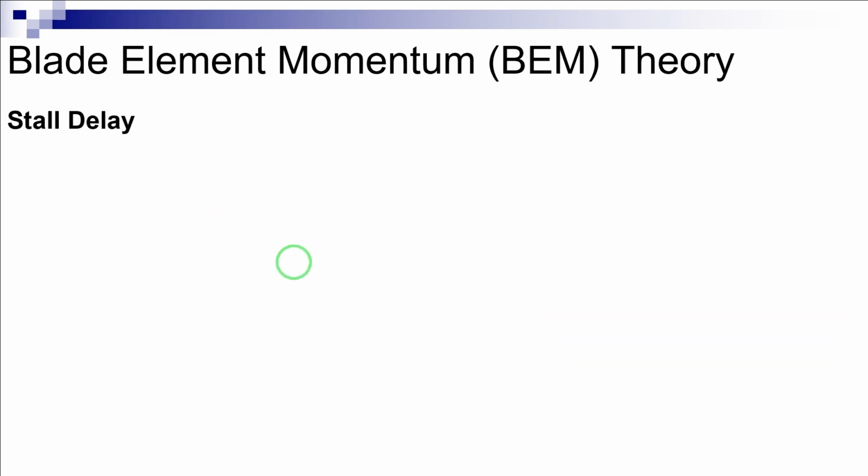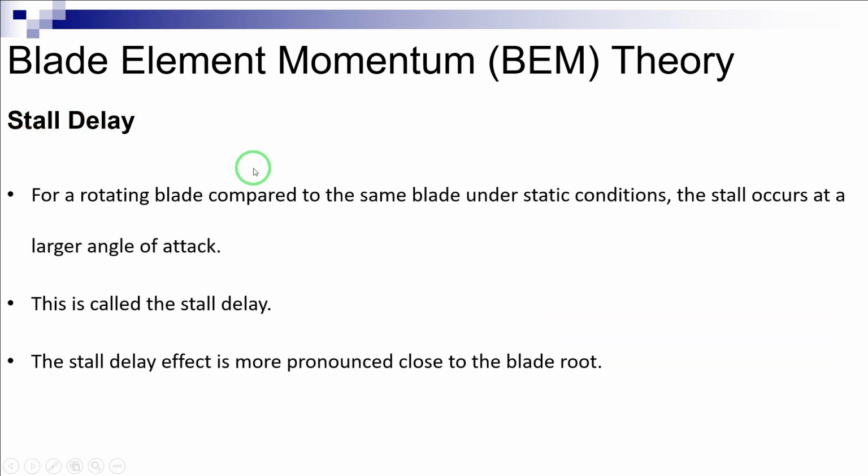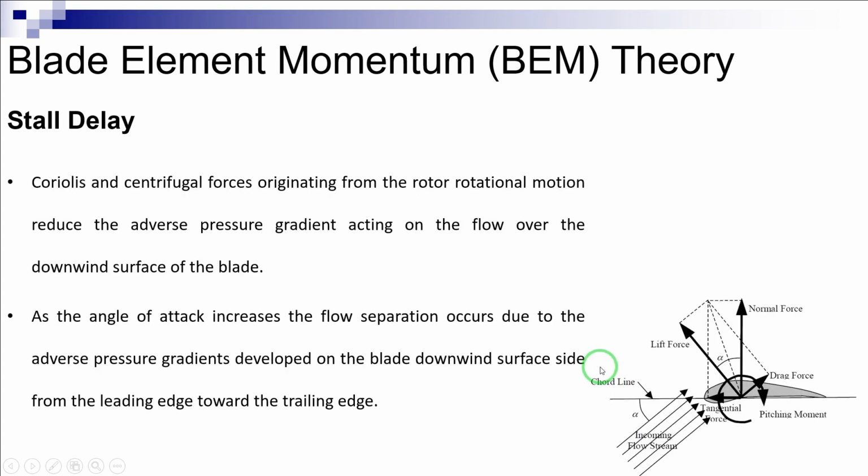Stall delay. It is shown by many researchers that for a rotating blade, compared to the same blade under static conditions, the stall occurs at a larger angle of attack. This phenomenon is called the stall delay, which leads to an increase in the rotor power output. The stall delay effect is more pronounced close to the blade root and decreases with an increase in the radius. It is agreed that the Coriolis and centrifugal forces originating from the rotor rotational motion reduce the adverse pressure gradient acting on the flow over the downwind surface of the blade.